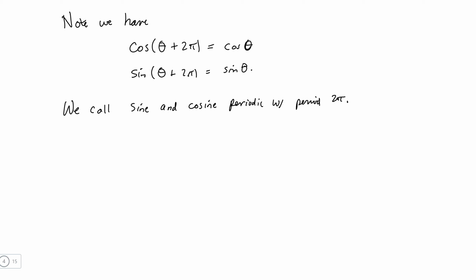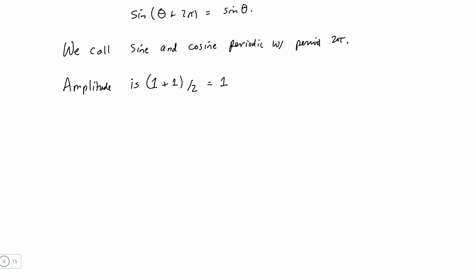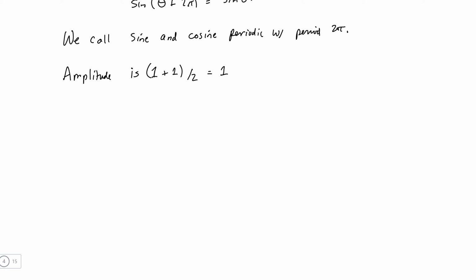So that's our period. Now the amplitude is basically the height, the distance between the highest and the smallest part divided by 2. So the amplitude is, say, 1 plus 1 divided by 2. So it's 1. We think of it as, if you go from the symmetric line where the y value is 0, we go up by 1 or down by 1 to get the highest or lowest value.